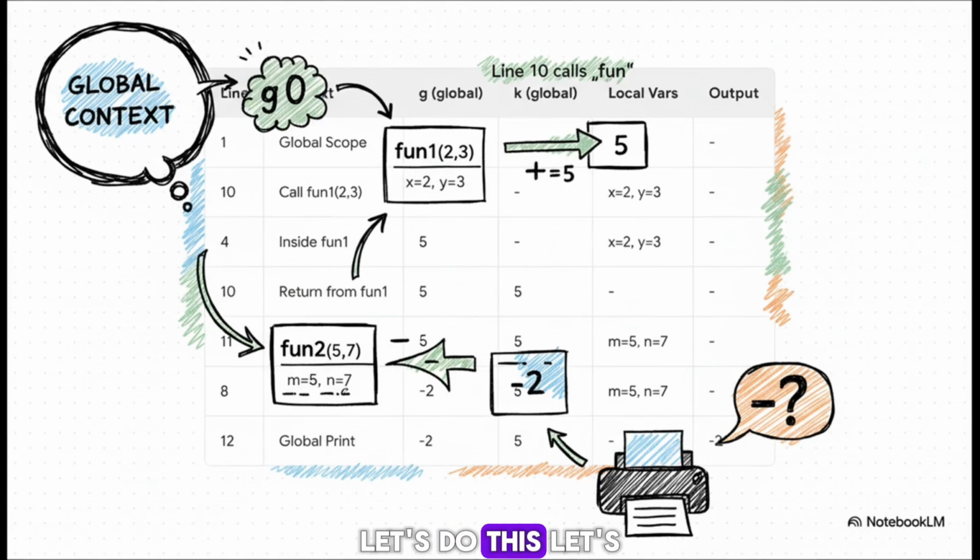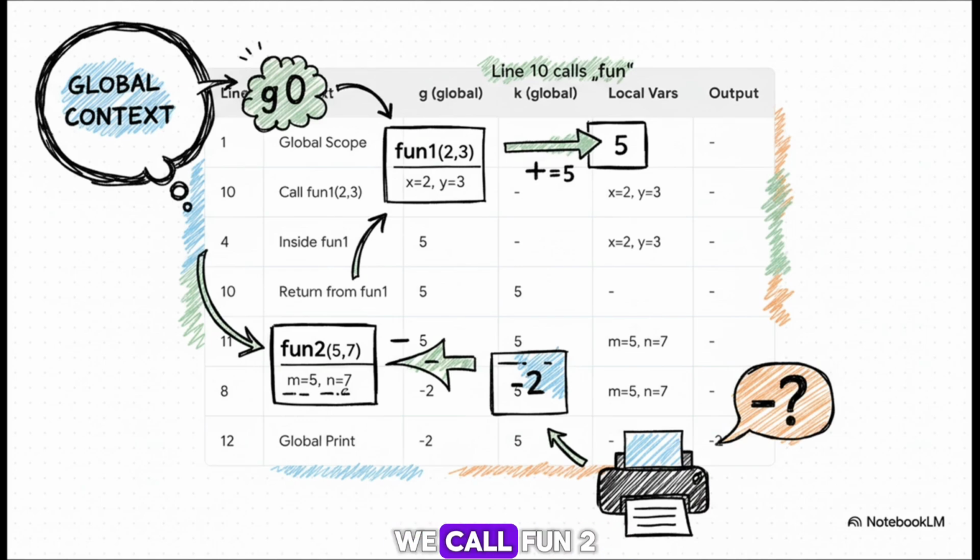Okay, let's do this. Let's build our trace table. First up, in the global space, the variable g gets set to 0. Then, we hit our first function call, fun1, with 2 and 3. So we jump inside fun1. The parameters x and y get the values 2 and 3. The line global g tells Python we're targeting the main scoreboard. So g gets updated to x plus y, which is 5. Now, we pop back out to the global scope. The function call returns 5, so our variable k becomes 5.